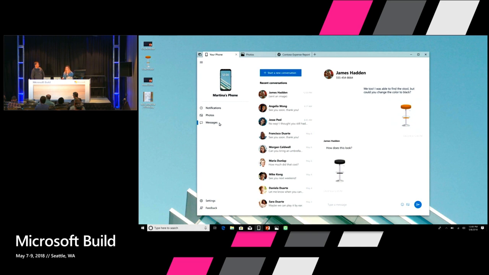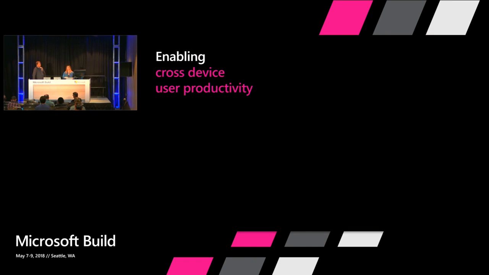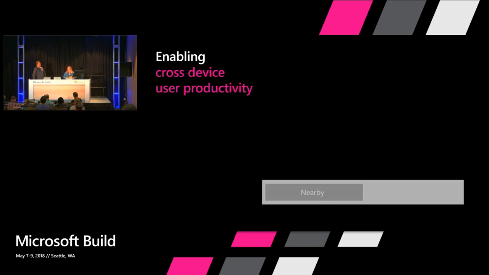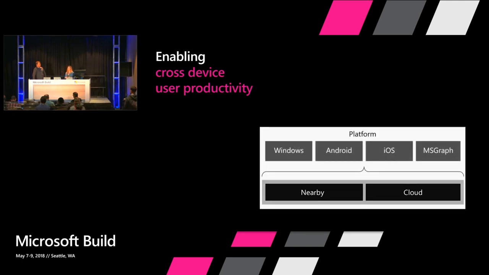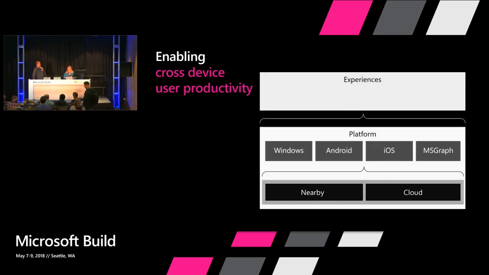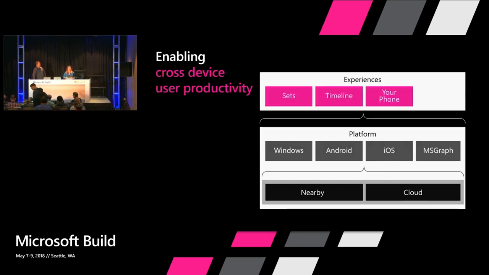The best part about these experiences that we just showed you is that they're built using the same SDK and the same APIs that we're going to show you guys today. Our main goal is to enable cross-device user productivity. We've done that by building a platform that lets you interact with devices both nearby and in the cloud. We run on Windows, Android, iOS, and using Microsoft Graph, we're the services and client APIs that power experiences like Sets, Timeline, the Your Phone app. But most importantly, we're the platform to enable developers like you to create amazing cross-device experiences in your own applications.